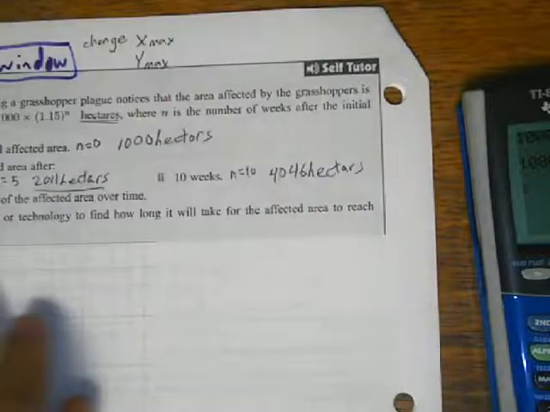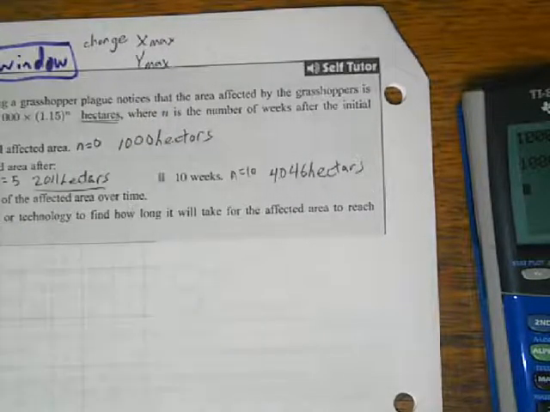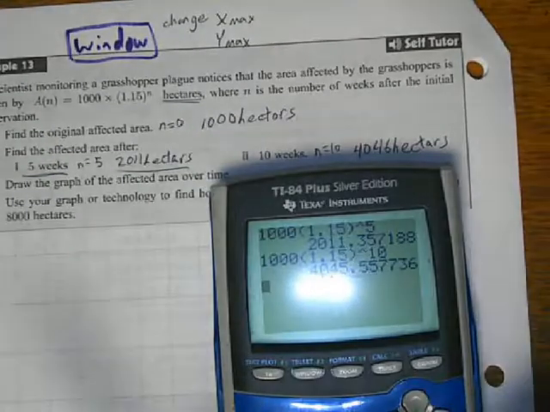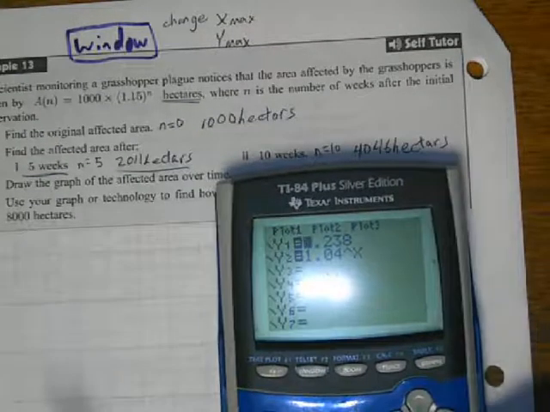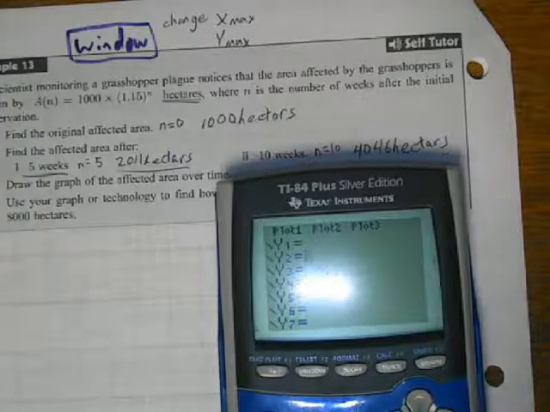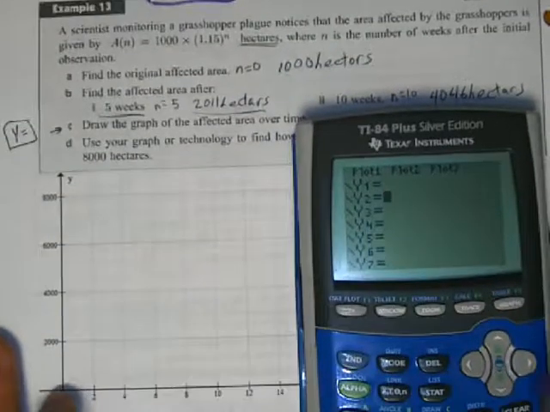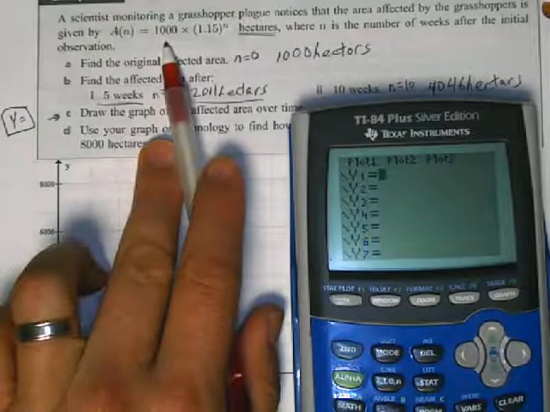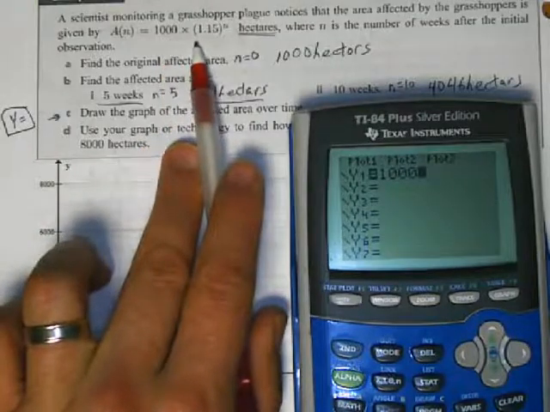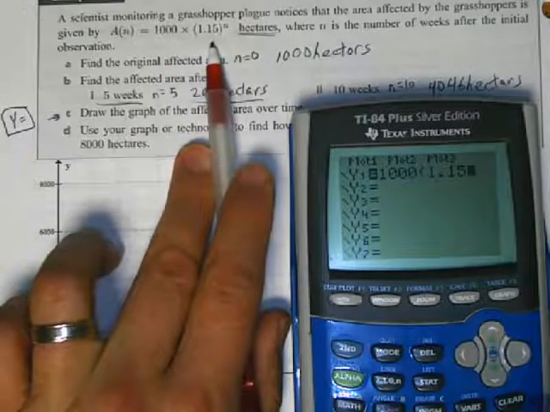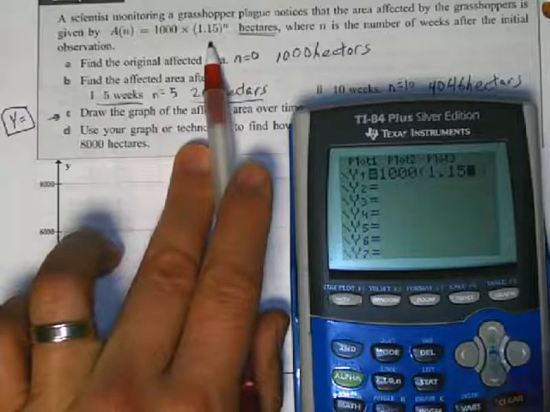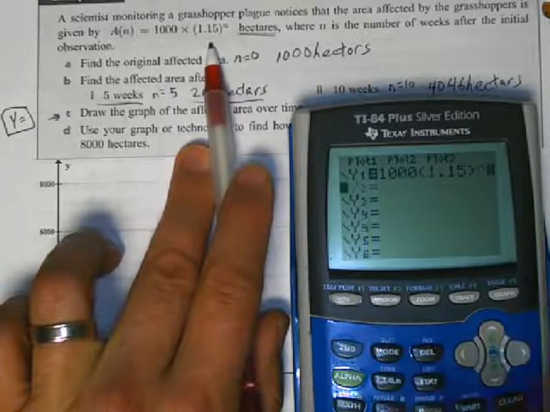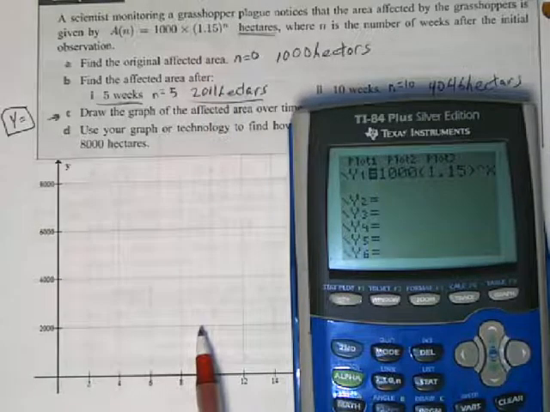Okay, draw the graph of the affected area over time. Okay, so I'm going to press y equals to draw our equations. Okay, so we press y equals, and let's type in the equation. 1,000 times 1.15 to the power of x, and then we can graph that.